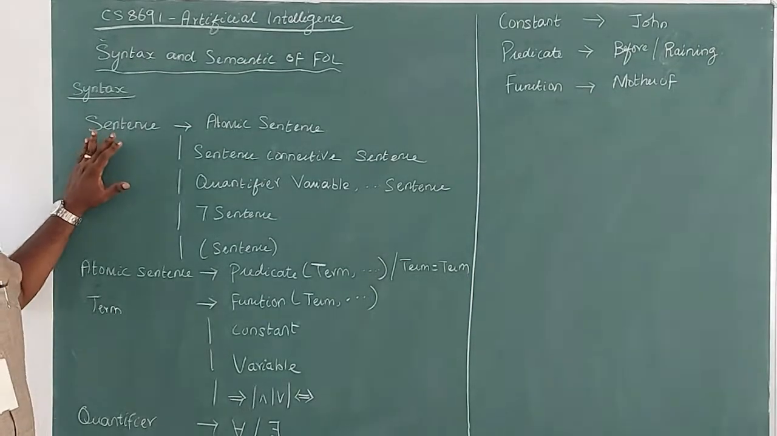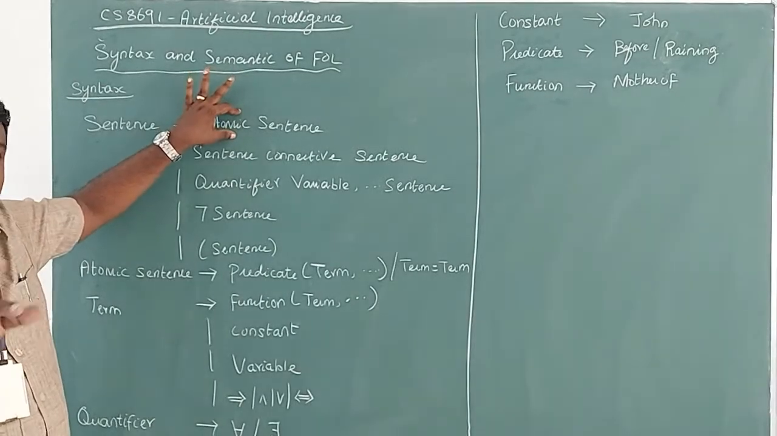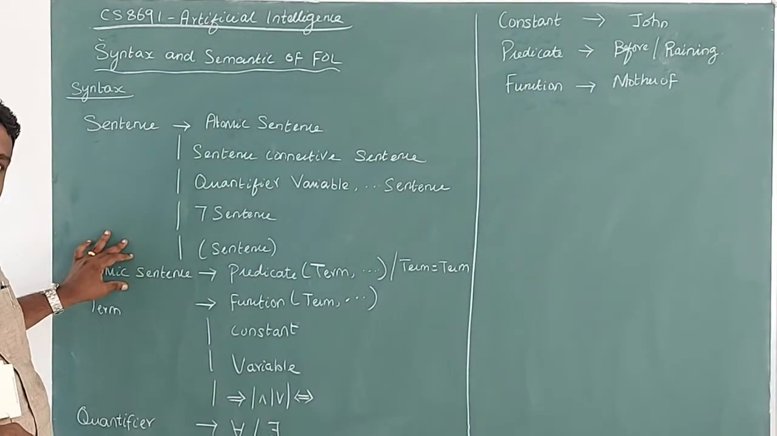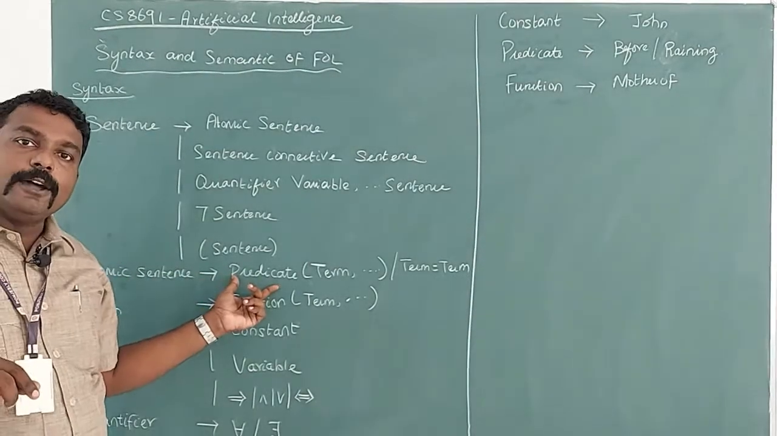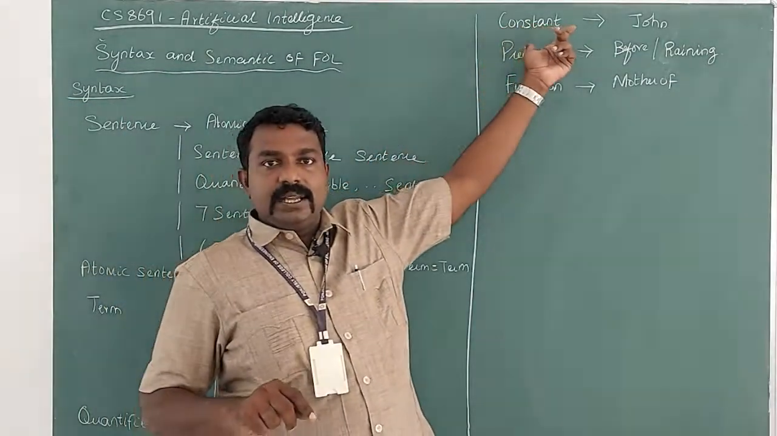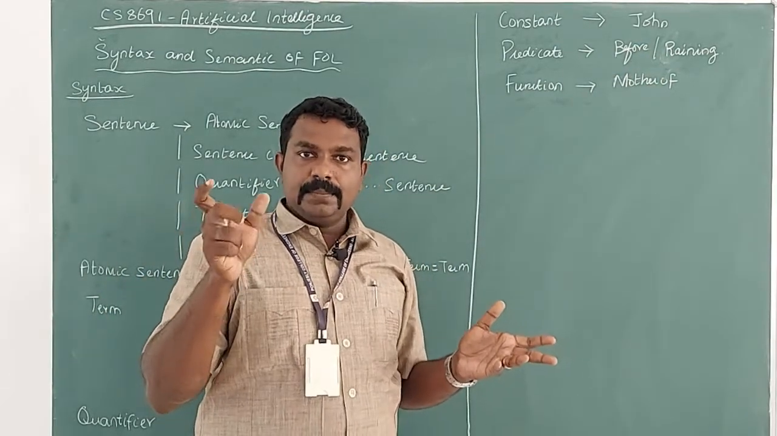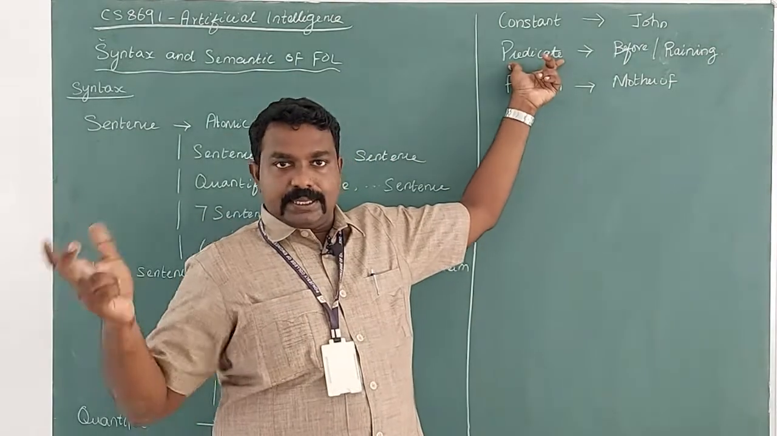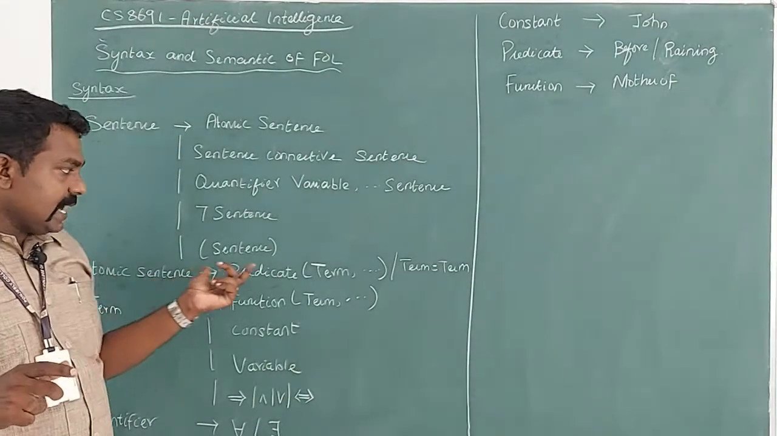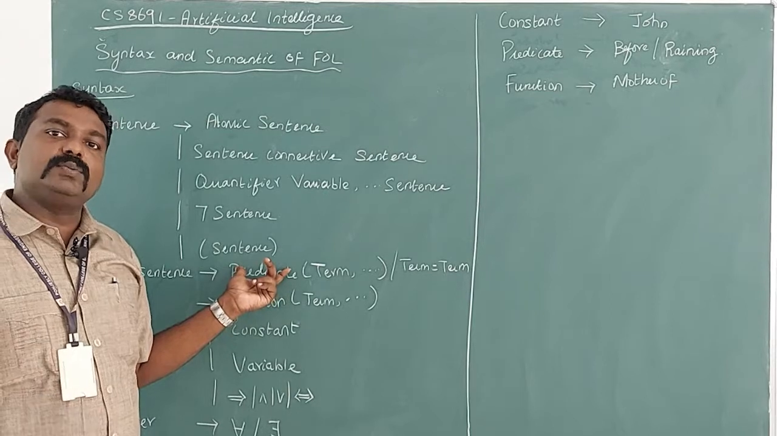If you see, a sentence can be an atomic sentence. What is an atomic sentence? An atomic sentence must have a predicate followed by a term. What is a predicate? A predicate is a word like raining, swimming, jumping, some meaningful word. So those things you call predicates. So an atomic sentence has a predicate followed by a term, where the predicate, if you see, is swimming.